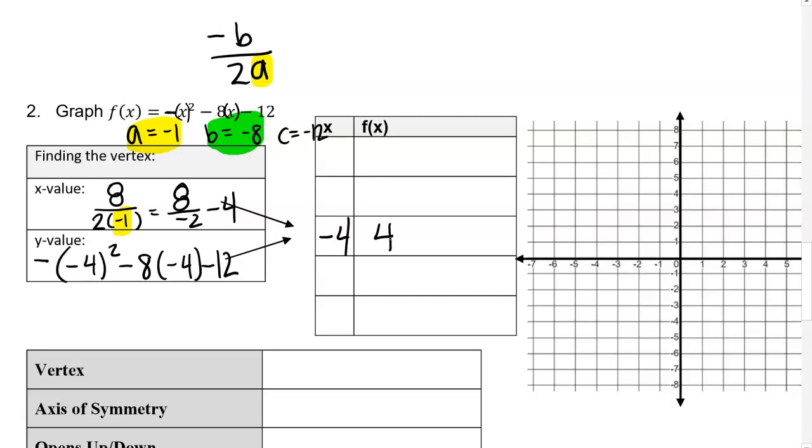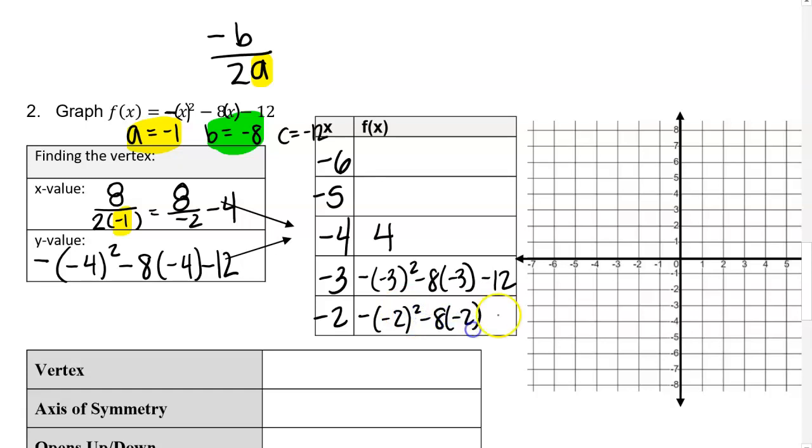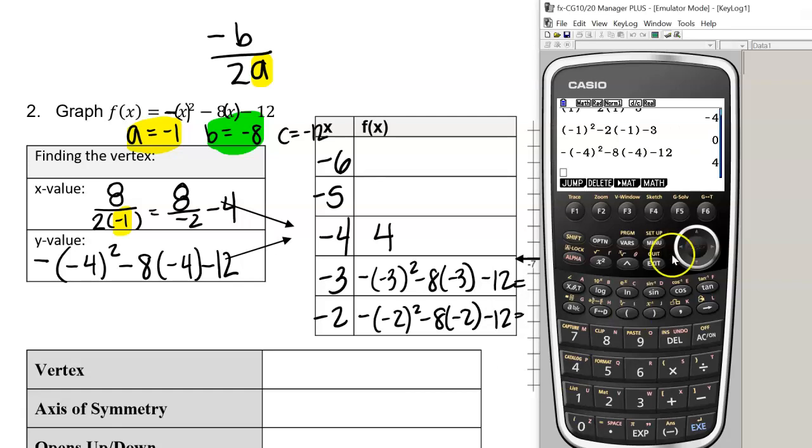When you look for other points, you want to plot 2 points that are smaller than -4 and 2 points that are bigger, as long as you go in consecutive order. So now I can do -3 in for X, and I can also do -2 in for X. And these values should match their symmetric points here. So the value at -3 should match the value at -5.